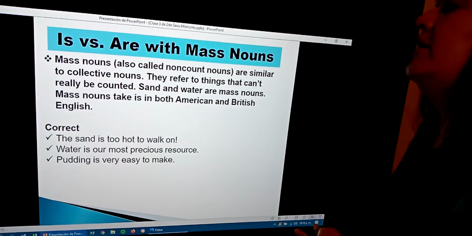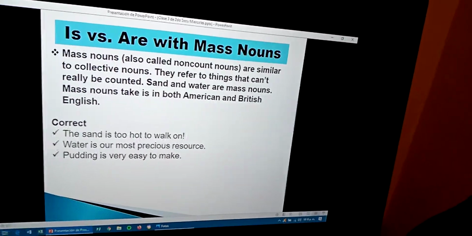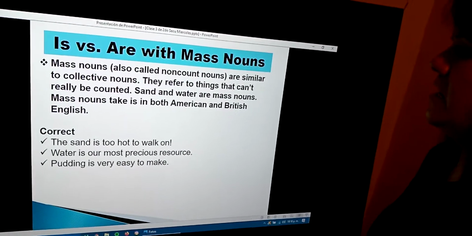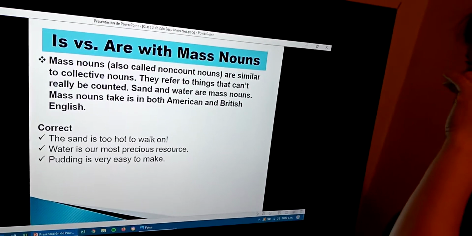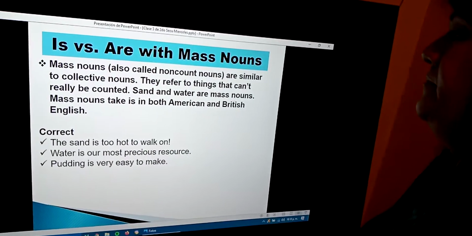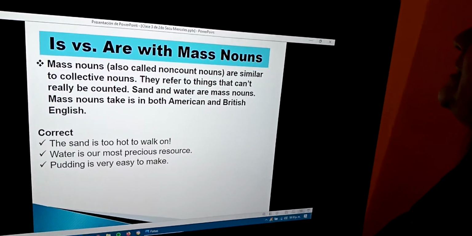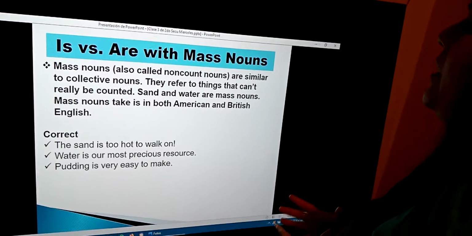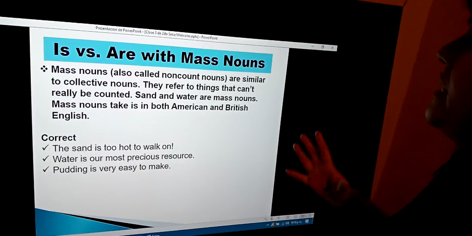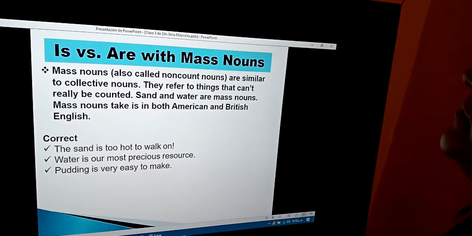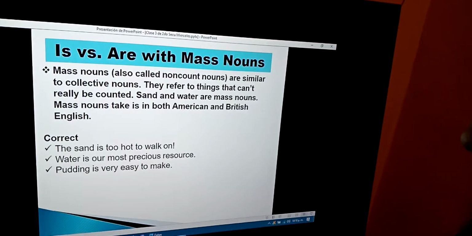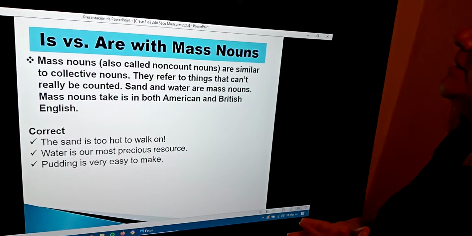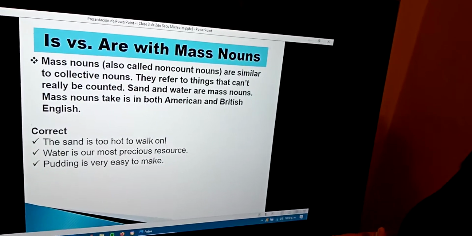Next, is and are with mass nouns. Mass nouns are similar to collective nouns. They refer to things that cannot really be counted. Sun and water are mass nouns. Mass nouns take is in both American and British English.